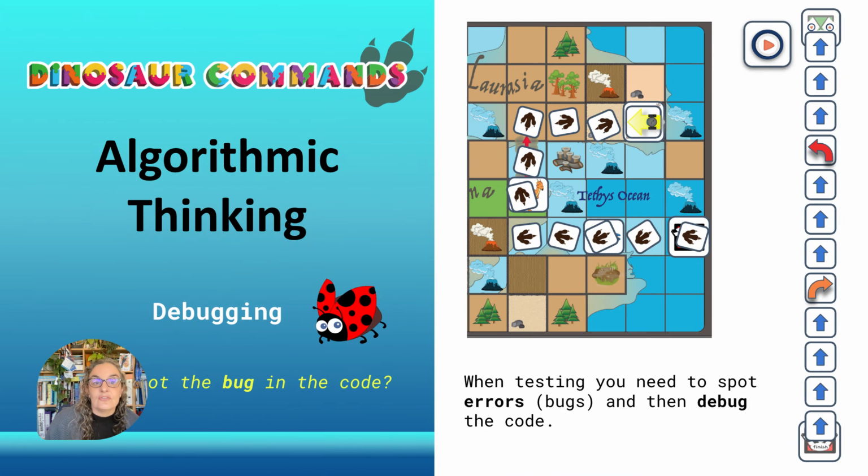When they're testing and trialing, many of you may know, this is called debugging. They may find that there is an error in the algorithm they've created. So it's really important to learn how to spot those errors and to debug them.